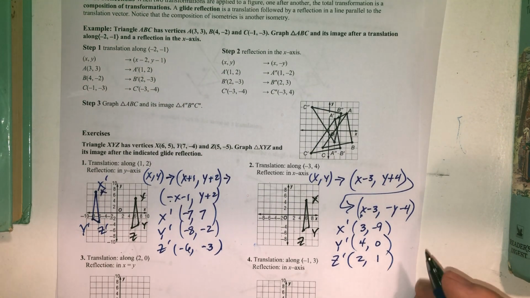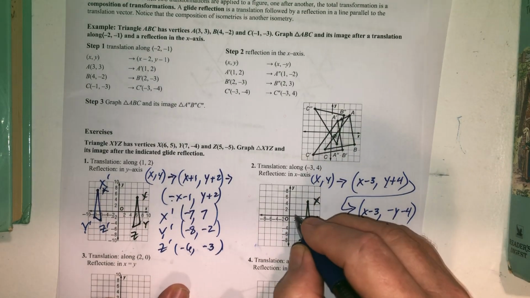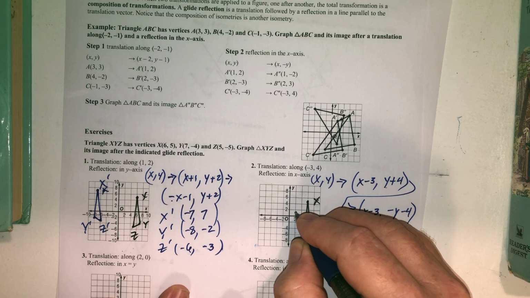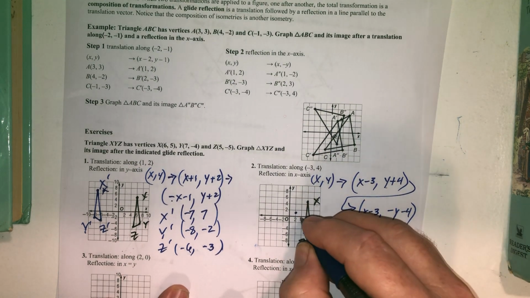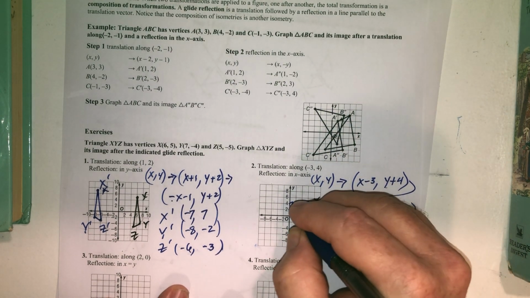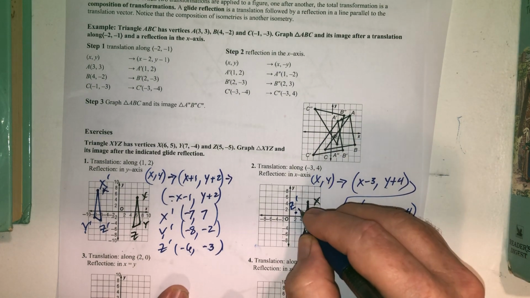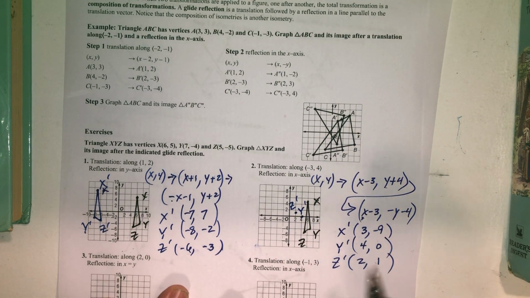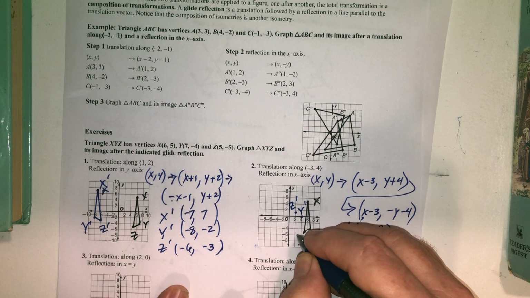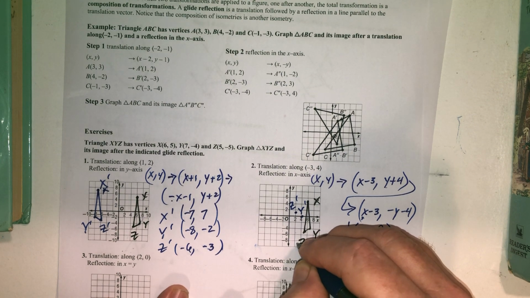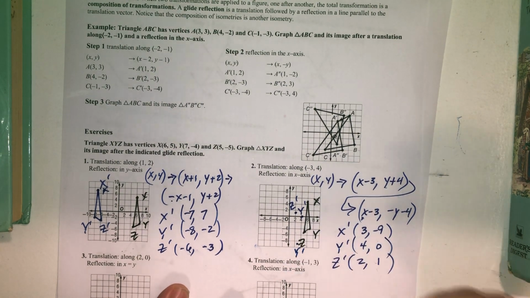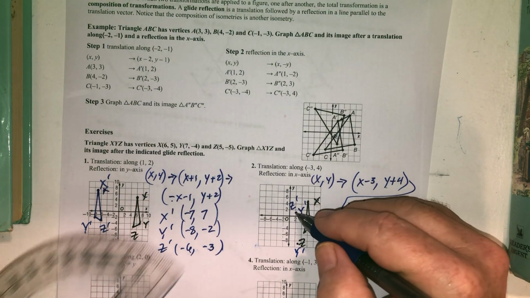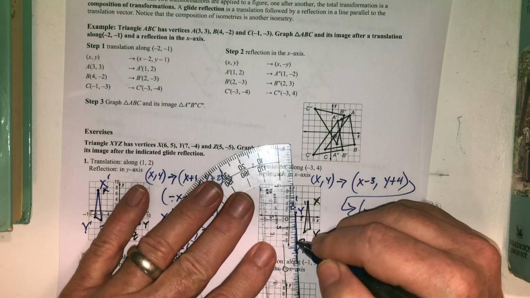All right, now that we got those points, we can plot them. So 2, 1, that's z prime, and 4, 0 was y prime. And then 3, negative 9 would be in the center there. There's y prime. And then you can connect y prime and z prime.